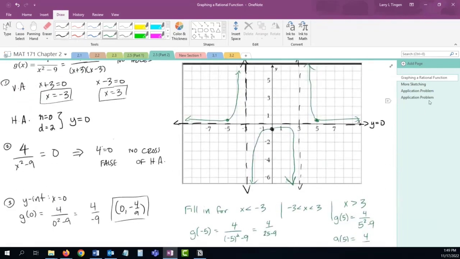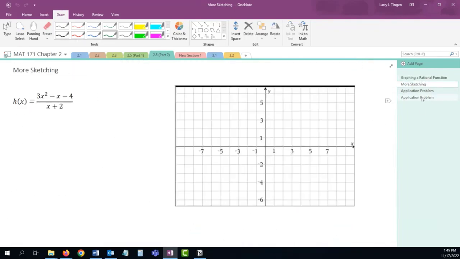All right. So let's sketch a couple more and see what happens. Next, I have h of x is equal to 3x squared minus x minus 4, all divided by x plus 2. So does this factor, can I reduce this?